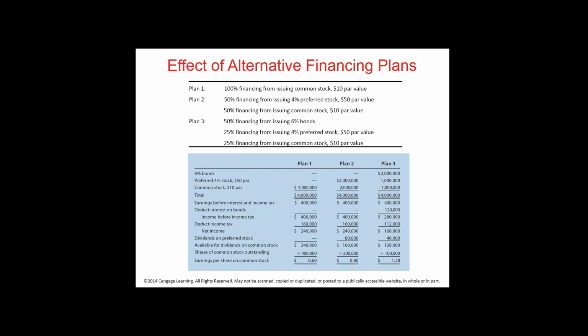Our earnings before interest is the same, but we have to deduct interest for the bonds. So our income before tax is much lower, which means our tax is much lower. We have our dividends on preferred stock, which are half of what they were in Plan 2 because we only issued half as much. And we take the remaining number, our net income less our dividends, divide that by the shares outstanding of common stock. It's only 100,000 this time. And look at that. Our earnings per share is $1.28.